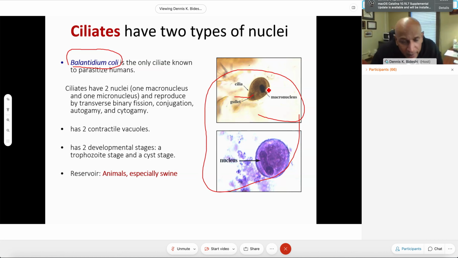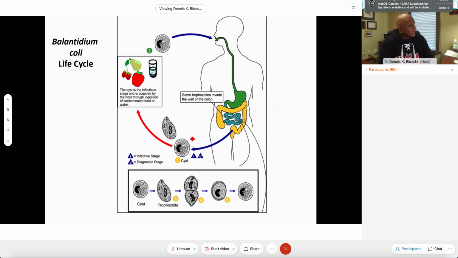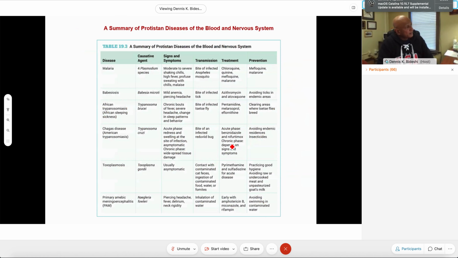It's really large, actually. This is about 50 to 60 micrometers. Whereas the ones I showed you before are maybe 2 or 3 times the size of a red blood cell, this would be 6 to 10 times the size of a red blood cell. So they're very easy to see in stool specimens. Again, point number one, it's the only ciliate that causes disease in humans. Now, this just shows you the life cycle. The cyst is the infective stage, right over here, and the trophozoite is what's causing problems.